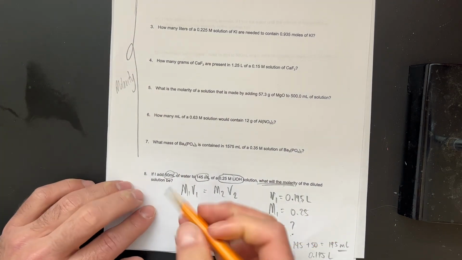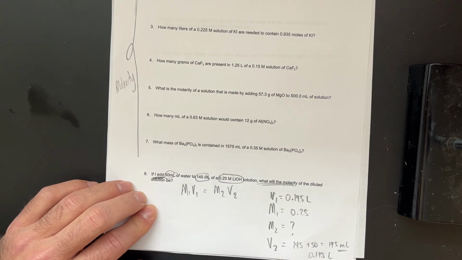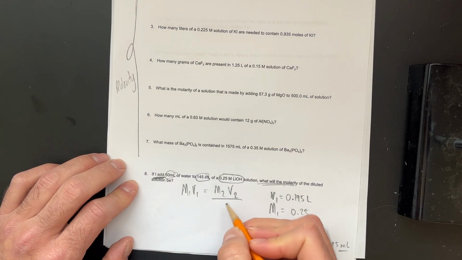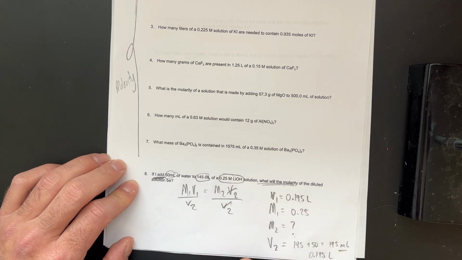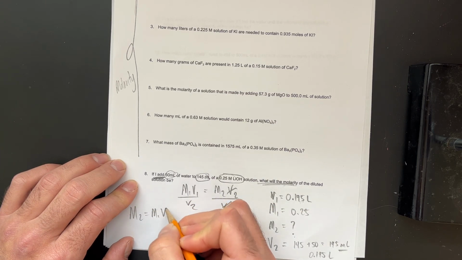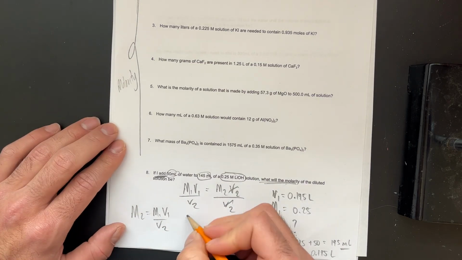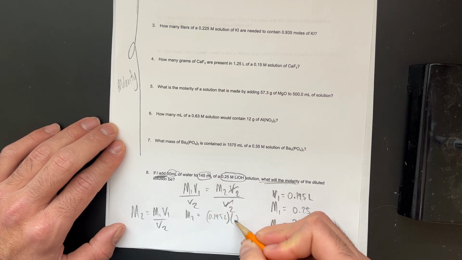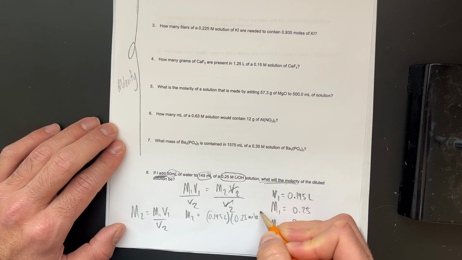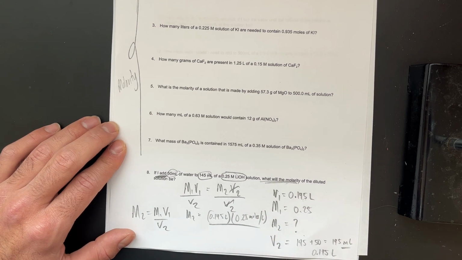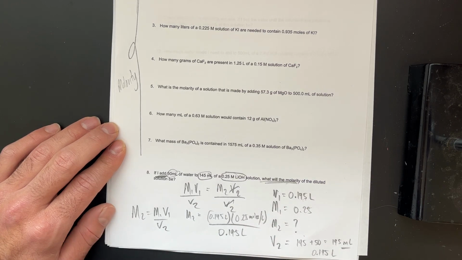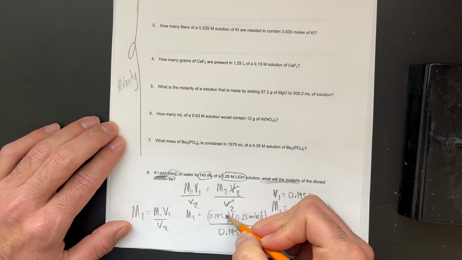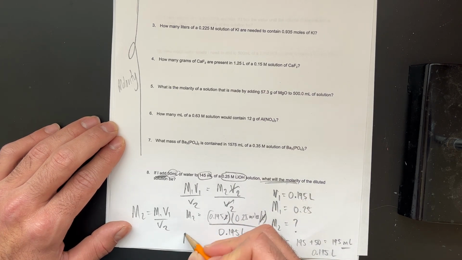So please read your question carefully. If I add 50 milliliters, now what we're doing is solving for M2. And so we're going to divide by V2 on both sides to get rid of that. And so we have M2 is equal to M1V1 divided by V2. Then we just plug in: M2 is equal to 0.145 liters times 0.25 moles over liters, because that's what molarity is, divided by 0.195 liters. Liters cancels, and so we have just moles over liters here.